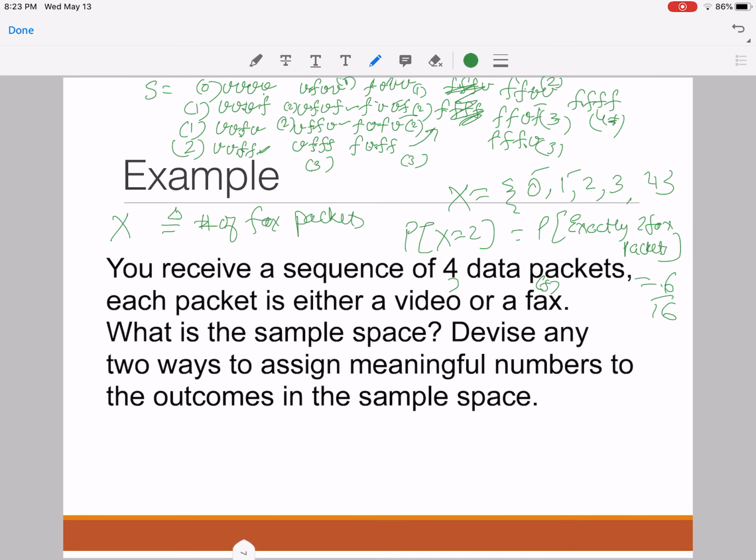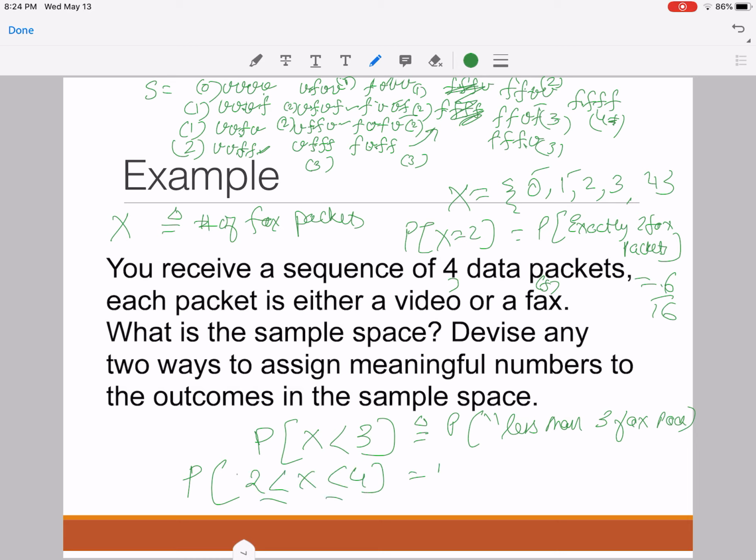Similarly, I can answer other questions. For example, what's the probability that I receive less than 3 fax packets? This denotes the probability of receiving less than 3 fax packets. Similarly, the probability that X is between 2 to 4 denotes the probability of getting fax packets between 2 to 4. And similarly, I can have some other advanced probability setup.